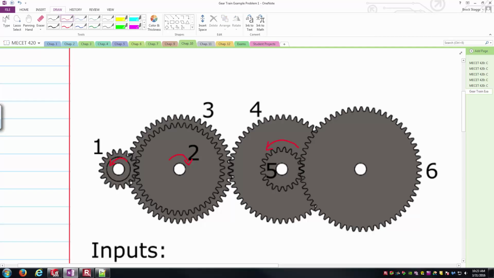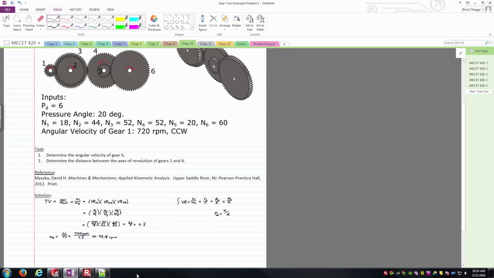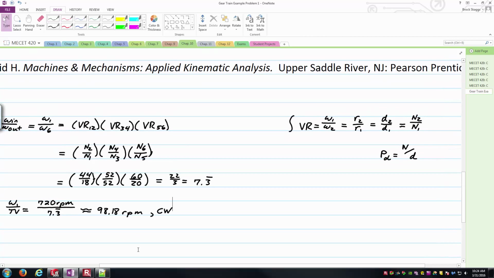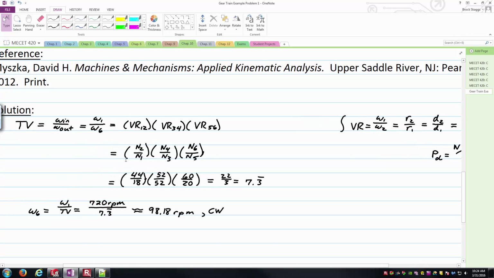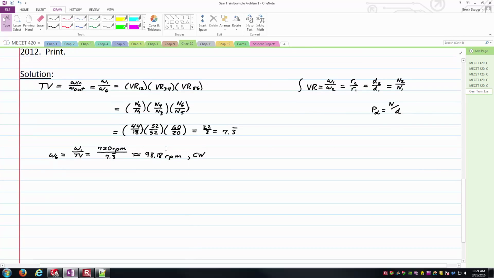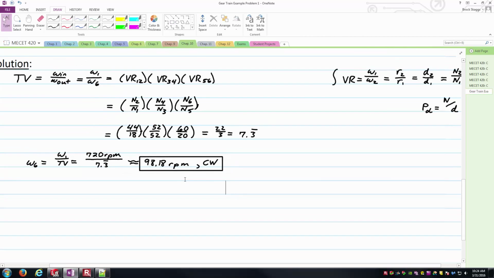And then gear 4 and 5 are on the same shaft, sharing the same angular velocity, so it's also going counterclockwise, which is finally going to make gear 6 go in the clockwise direction there. And so if I want to make a note down here, this 98.18 RPMs is in the clockwise direction. And so really that's what we were after for task 1, to determine the angular velocity of gear 6. I want to put a little box around it. It's going 98.18 RPMs in the clockwise direction.